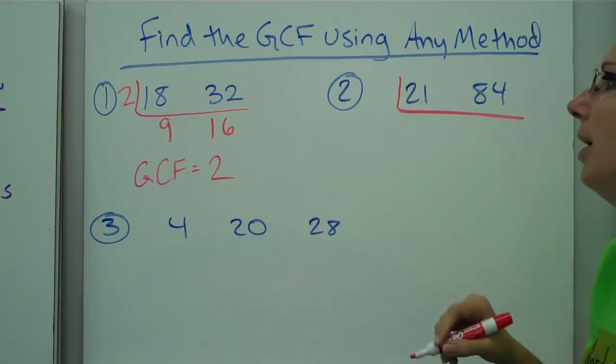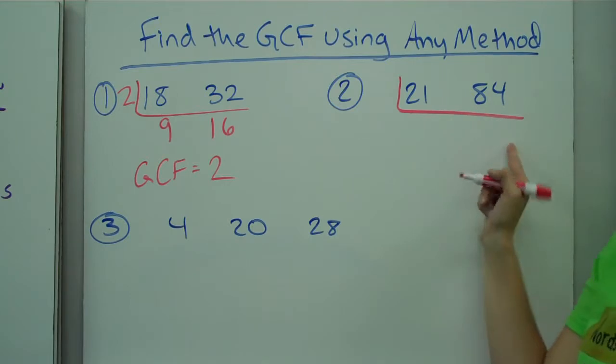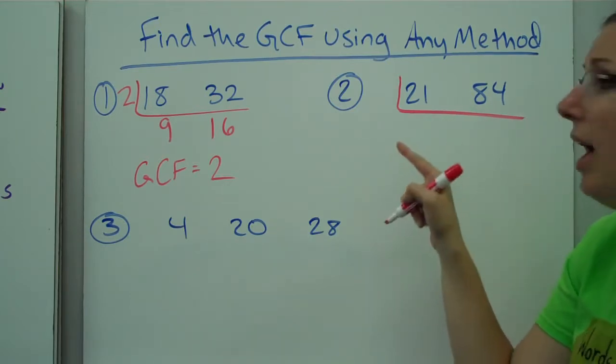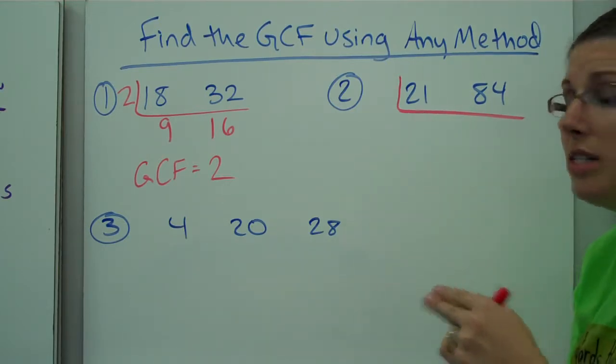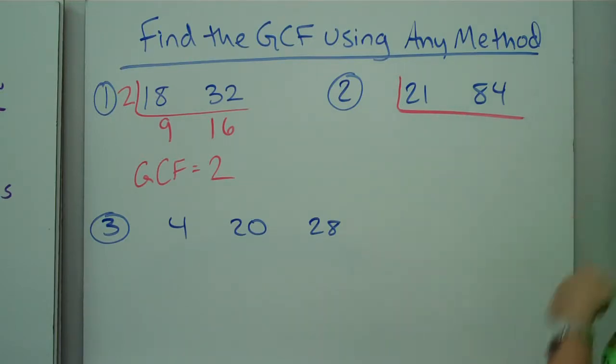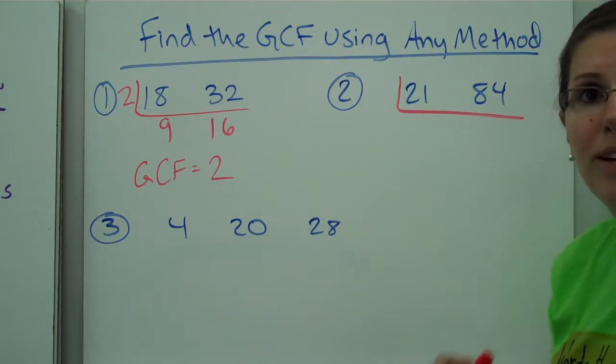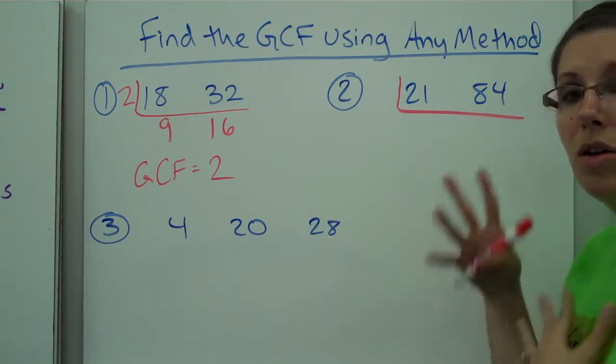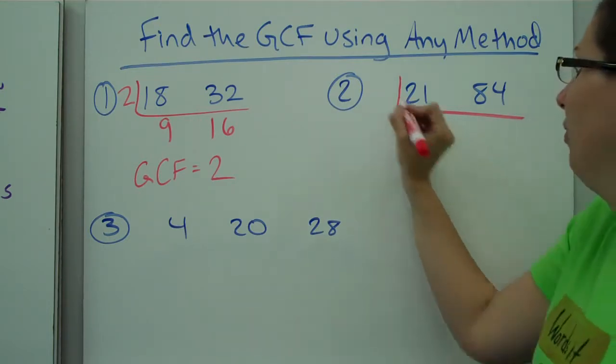21 and 84. I know that 3 can go into both of these numbers. The reason I know that is because if I add the digits, 2 plus 1 is 3, and 3 is divisible by 3. Then if I add 8 and 4, 8 plus 4 is 12, and 12 is also divisible by 3. So these two numbers are both divisible by 3.